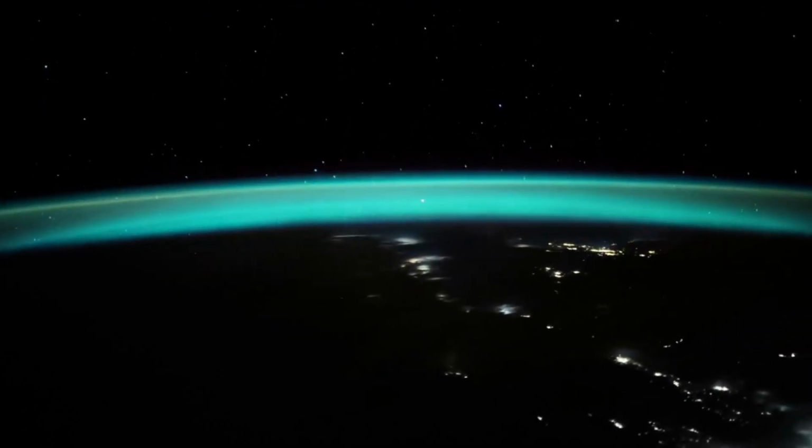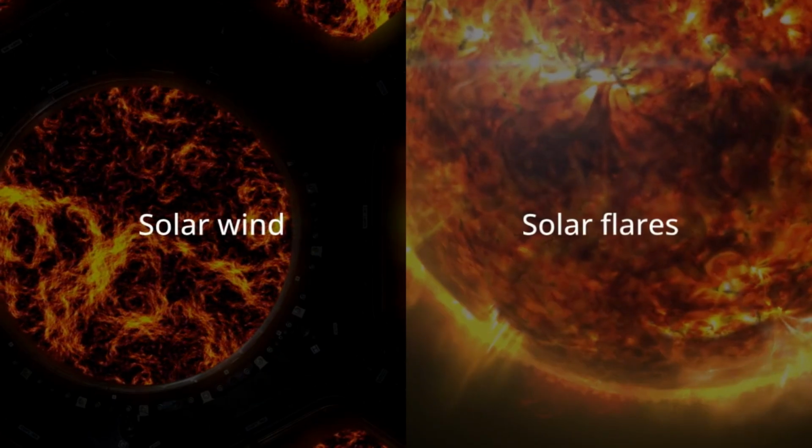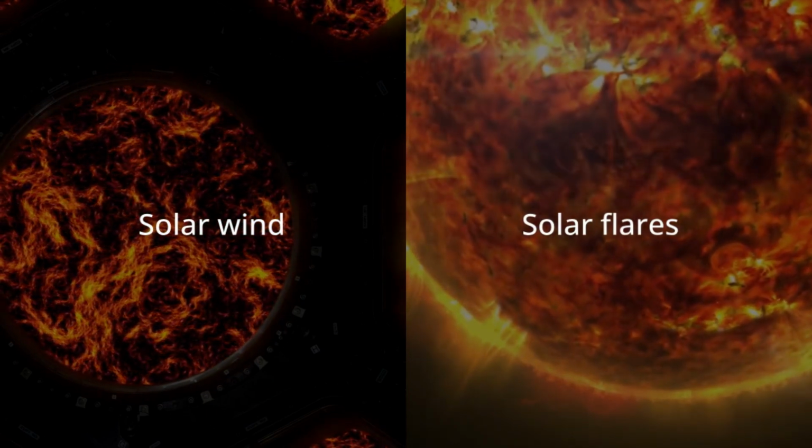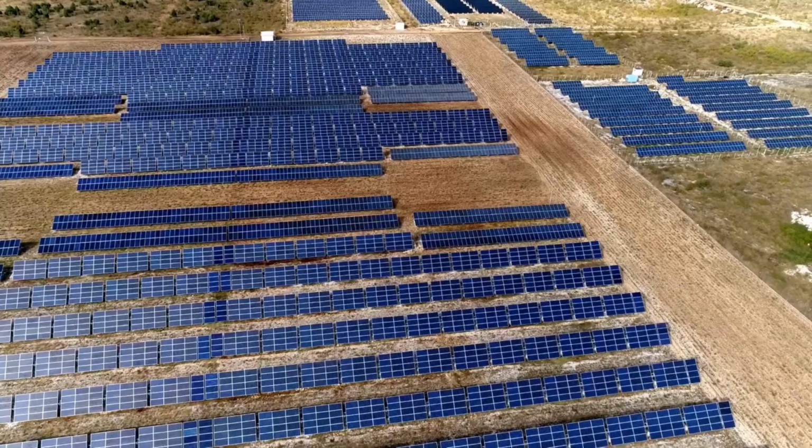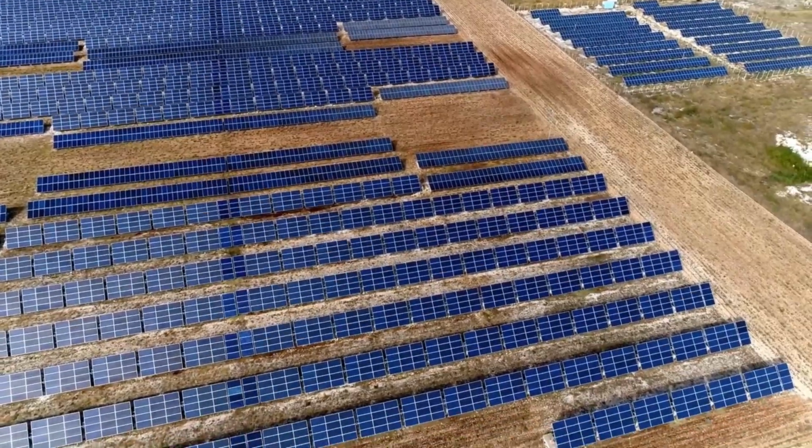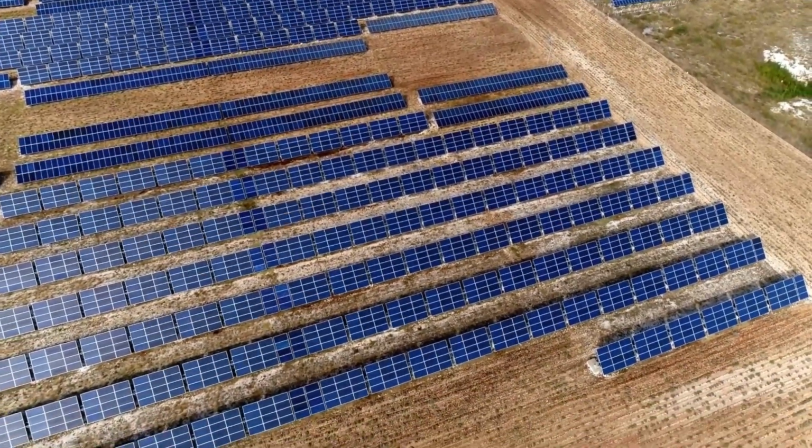Solar storms, also known as geomagnetic storms, are disturbances in the Earth's magnetosphere caused by solar wind and solar flares. But what exactly triggers these storms and how do they affect us here on Earth? To understand solar storms, we first need to understand the sun itself.